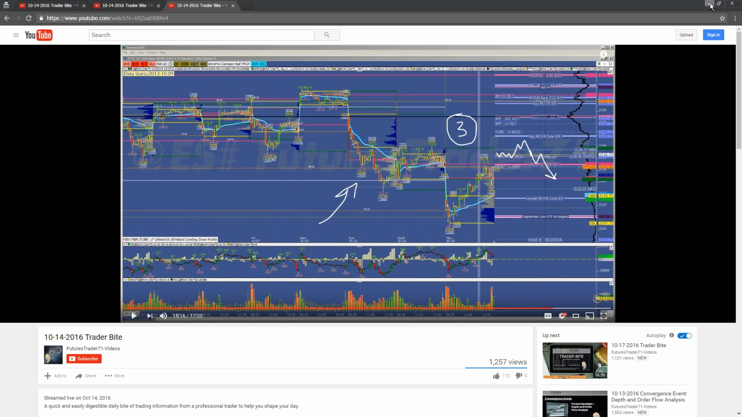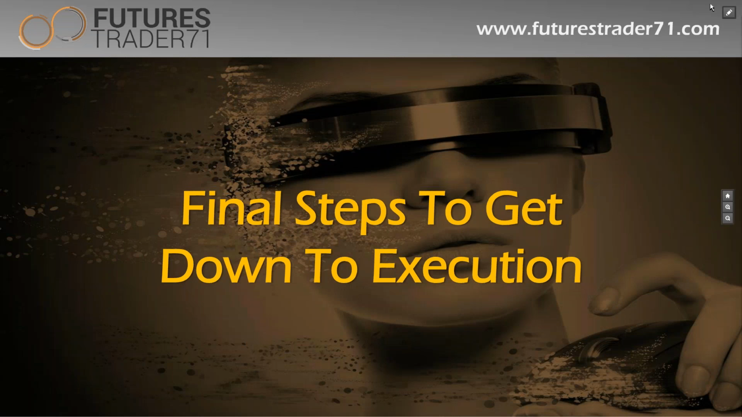So as the market starts, as I go over this and do the trader bite, and I shut down the trader bite, my next process is to get into a very short, like 3 to 5 minute meditation, and then wait for the market to open up. Those are the final steps to get down to execution.